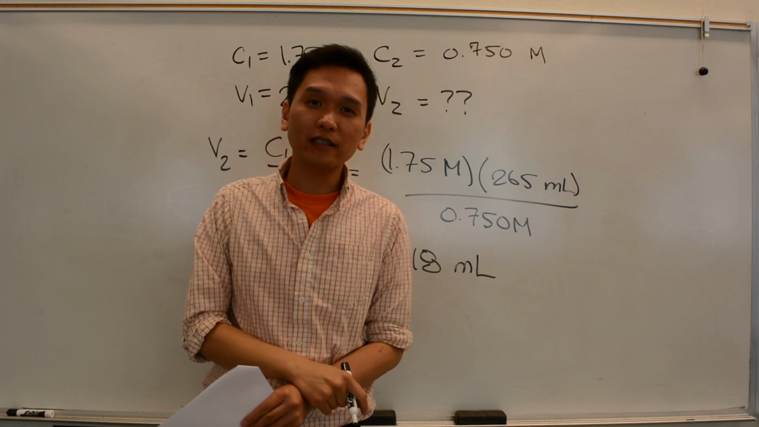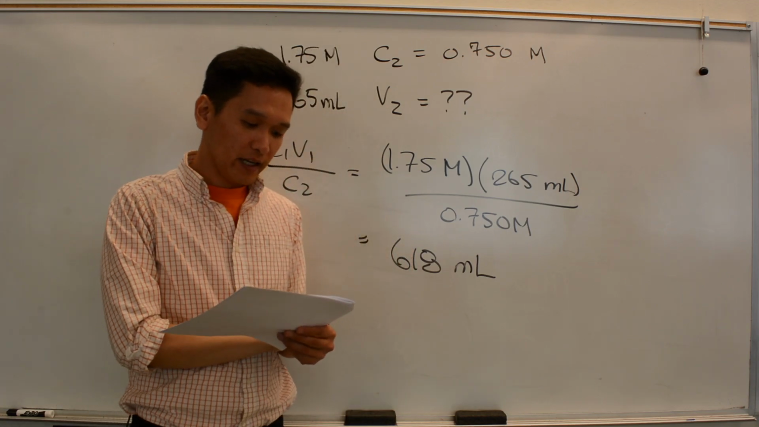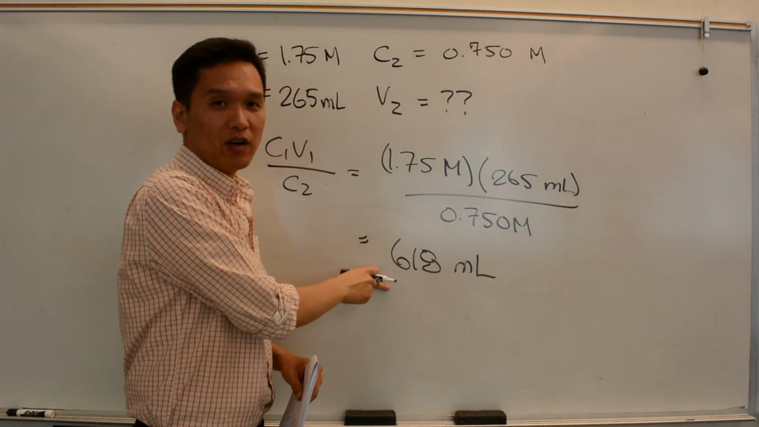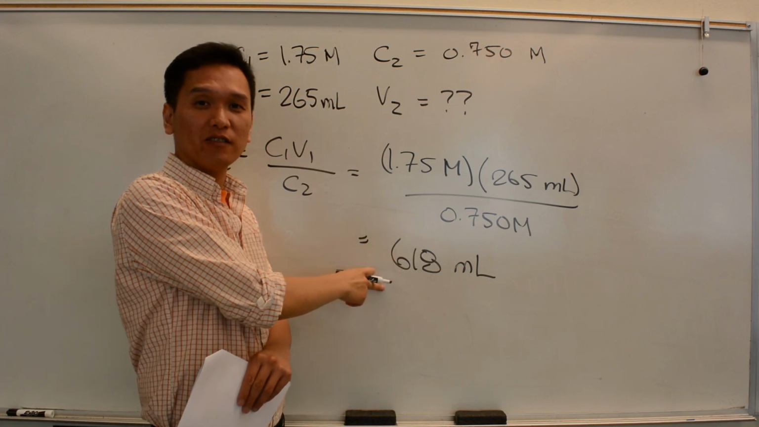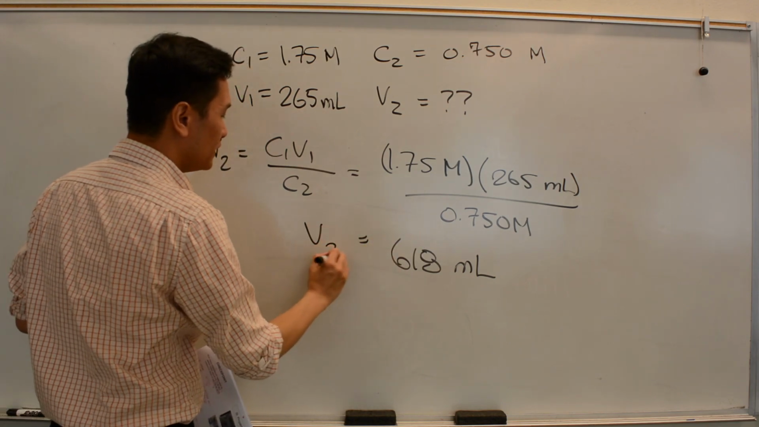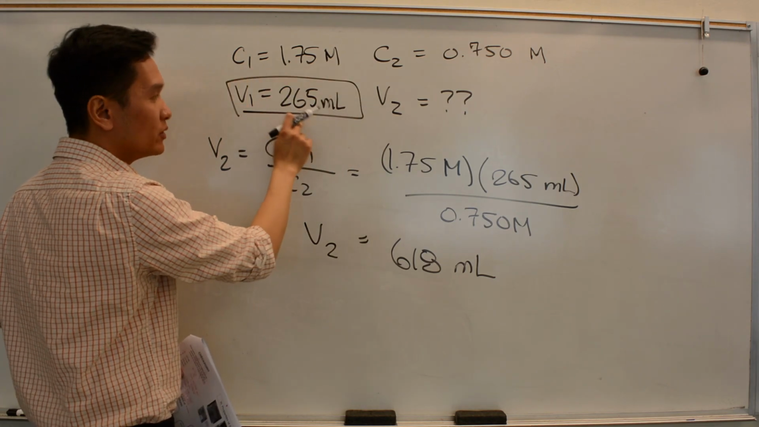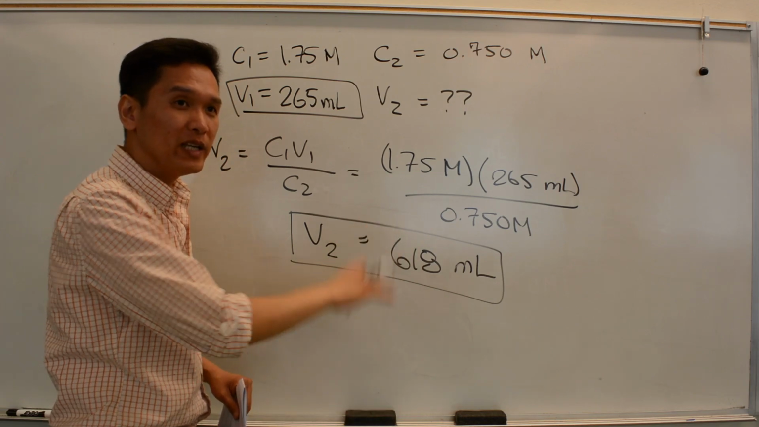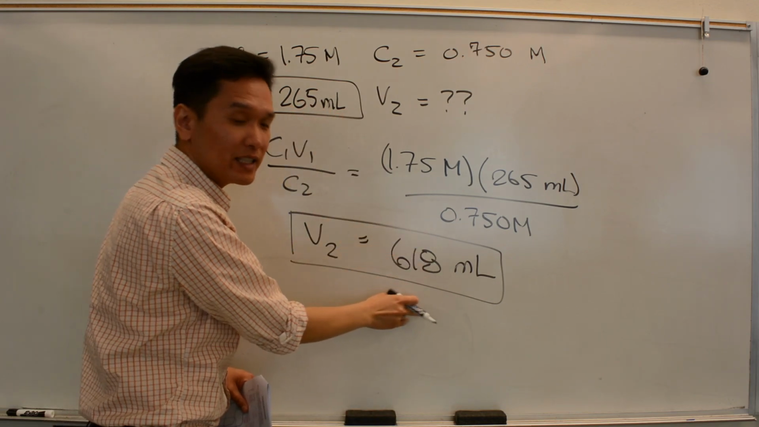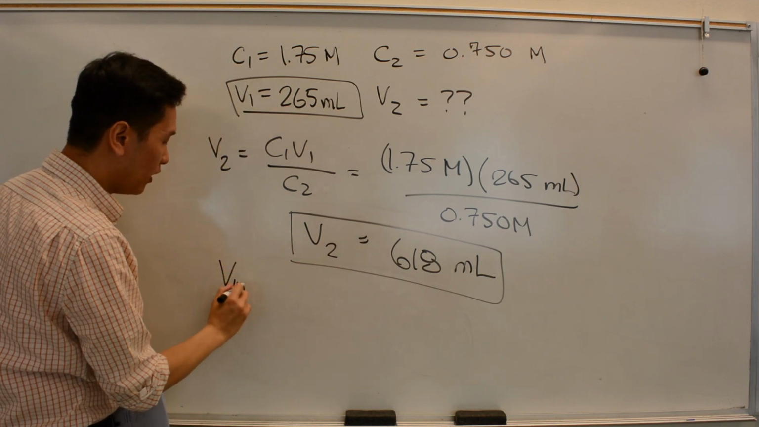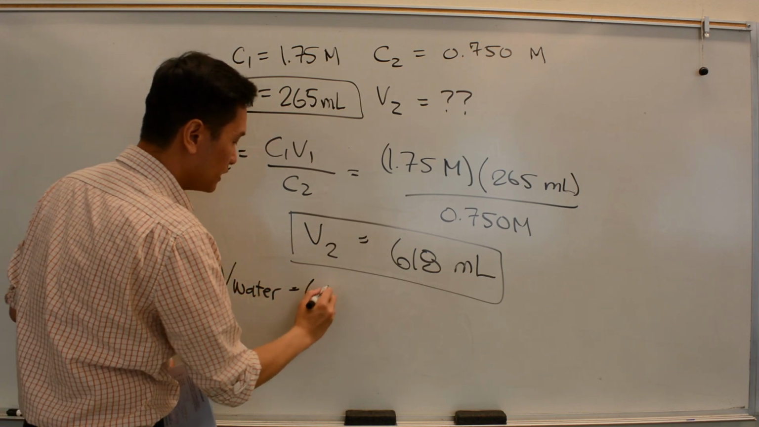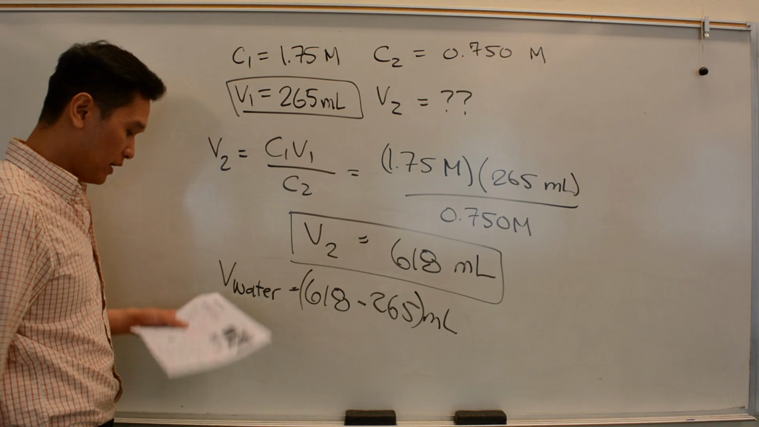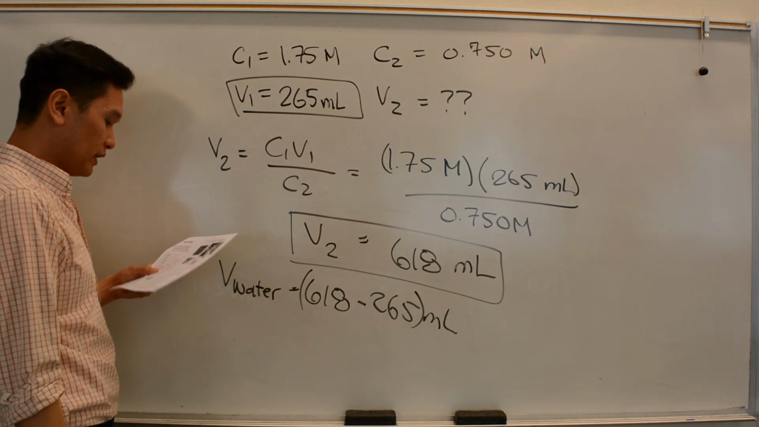But is that the final answer? No, right? The question asks how many milliliters of water must be added. This is not the volume of water. This is the final volume, V2. We know our initial volume is 265 and our final volume must be 618. So how much water must we add to go from 265 to 618? So V of water is equal to 618 minus 265 ml. That comes out to be 353.